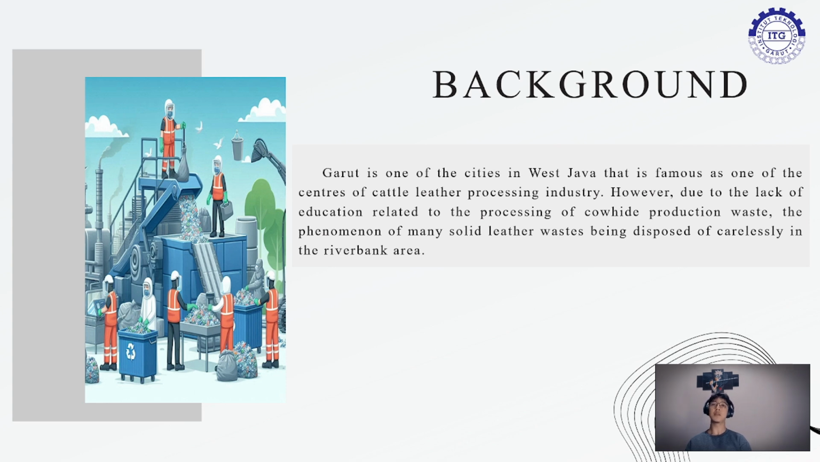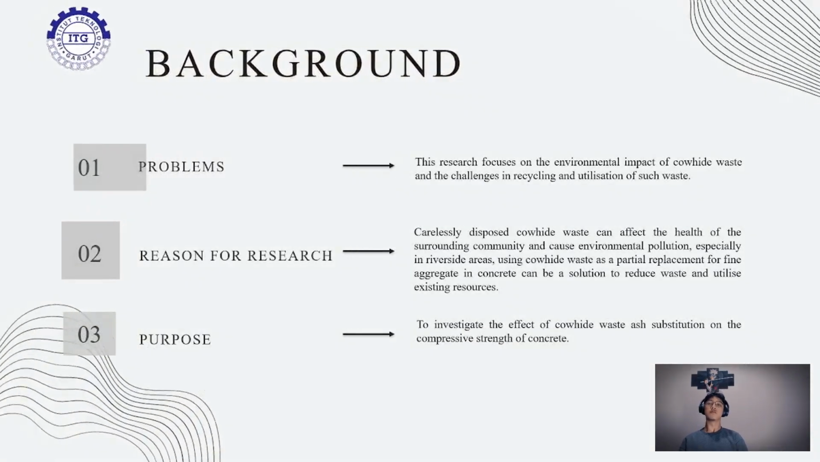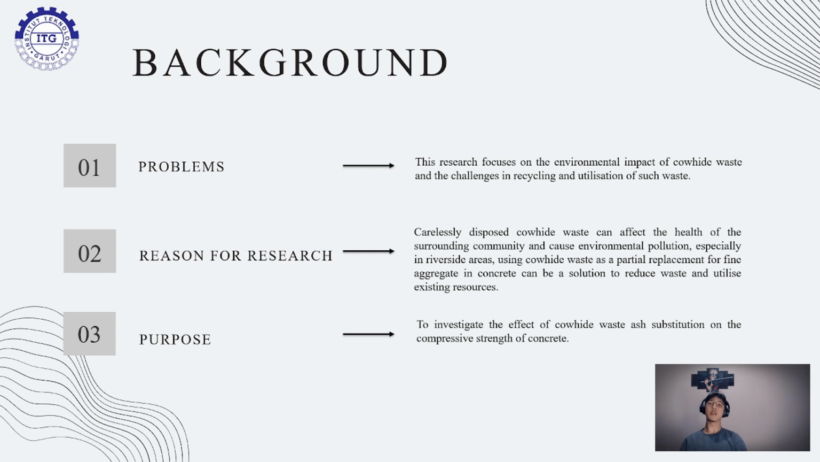One solution that can be done is to use the cowhide waste as a substitute for part of the fine aggregate. And of course, the problem from the research, I think, is that this research focused on the environmental impact of cowhide waste and the challenges in recycling and utilization of such waste. And about the reason for research, carelessly disposed cowhide waste can affect the health of the surrounding community and cause environmental pollution, especially in riverside areas. Using cowhide waste as a partial replacement for fine aggregate in concrete can be a solution to reduce waste and utilize existing resources.